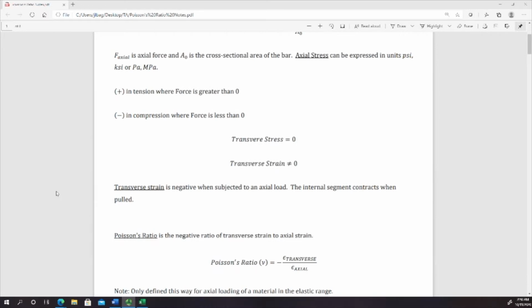So when we see a positive value, that's going to be usually a tension force that's greater than 0. When we see a negative value, that's a compression value on our strain indicator. And I'll go into that a little bit more when we see it on the P3 strain indicators that we use with the experiment.